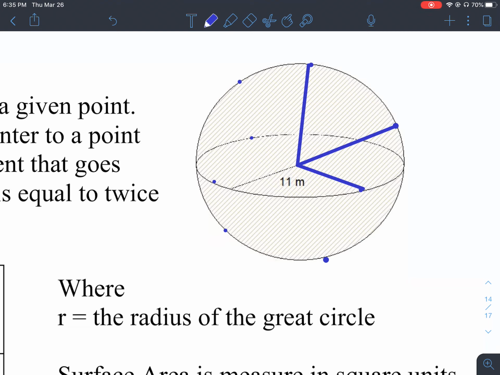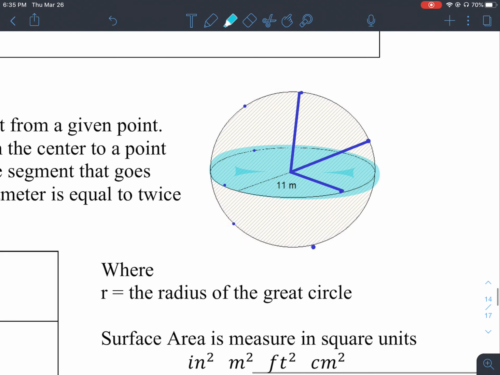Now, if you take that sphere and you slice it in half and you get that cross section that we've talked about in the past, it's going to be a circle. If you cut it so that the circle you've created has the same radius as your sphere, so typically that's slicing straight through the middle, has to include the center point, then what you've done is you've created something called a great circle.